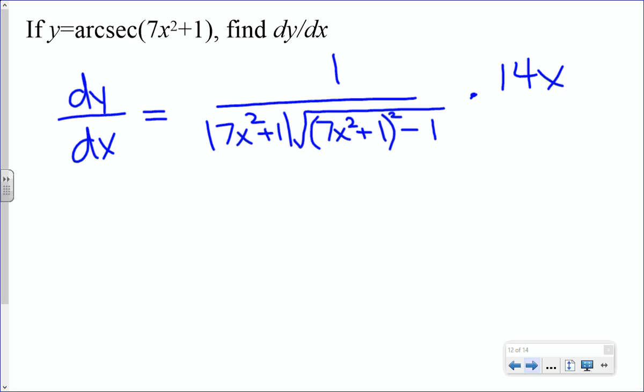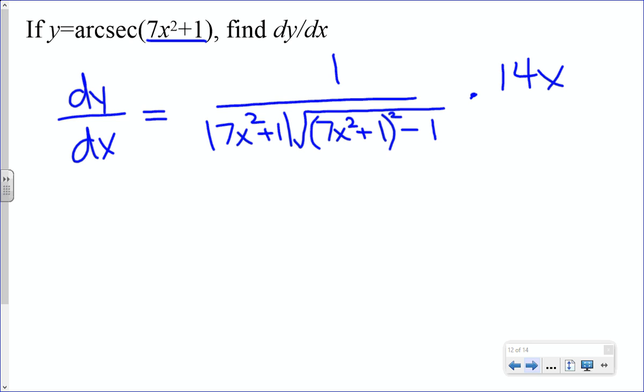Do you have to do the 14x twice because you have the 7x squared plus 1 in the denominator twice? No. Since 7x squared plus 1 is only inside once, does that make sense? Then we only have to do the chain rule that one time. That's a good question though. It's kind of strange, right?